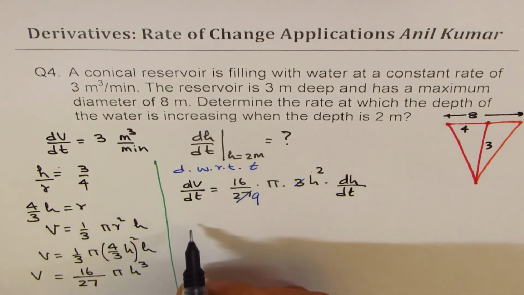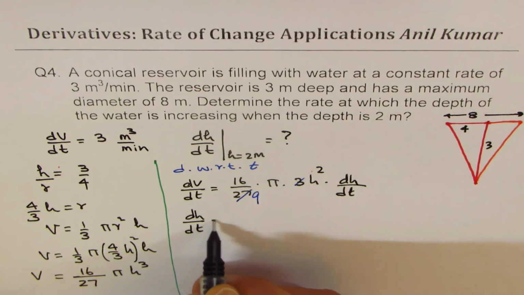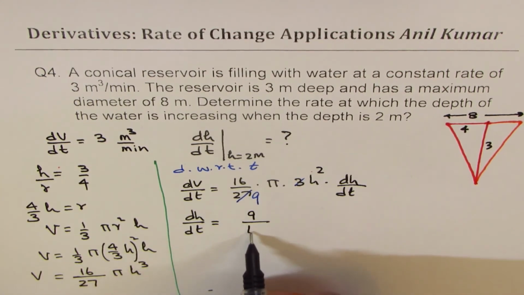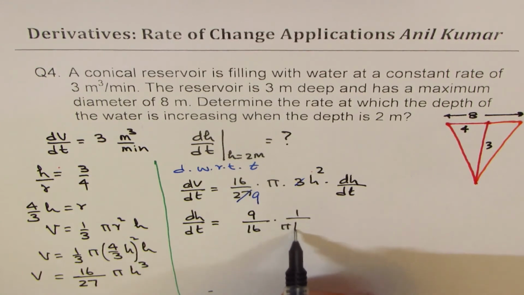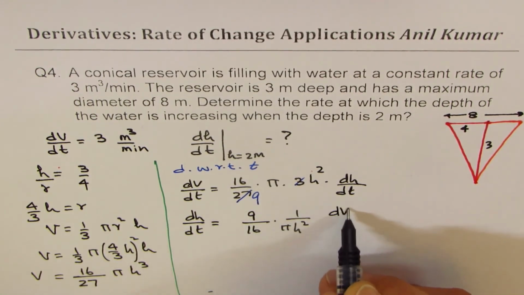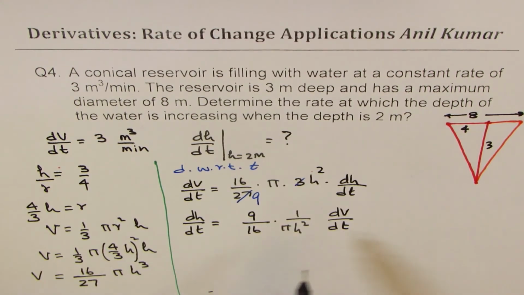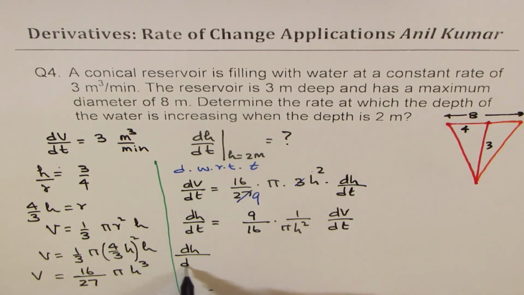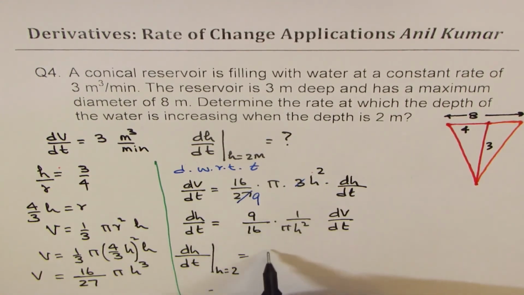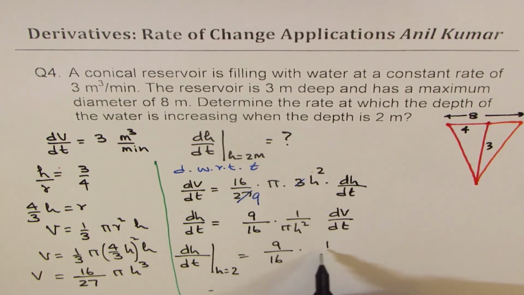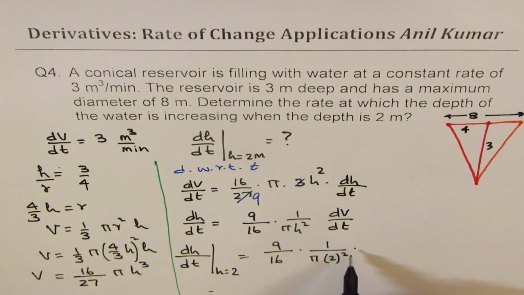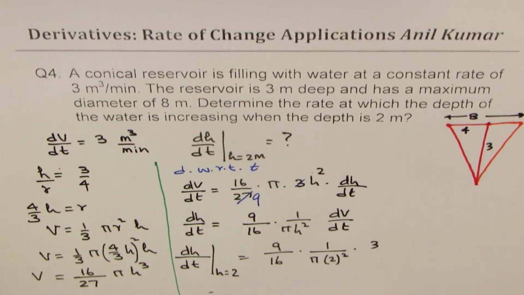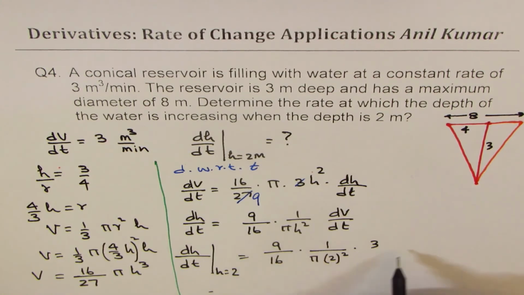So when you rearrange, you get rate of change of height with time equals 9 over 16 times 1 over pi h squared times dV/dt. Now you should put all the conditions and find the answer. We need to look for rate of change of height with time when height is 2. So we know the rest of the things. So it's 9 over 16 times 1 over pi 2 squared times the rate of change of volume, which is given to us as 3, right? Times 3. Now use a calculator to calculate this answer.